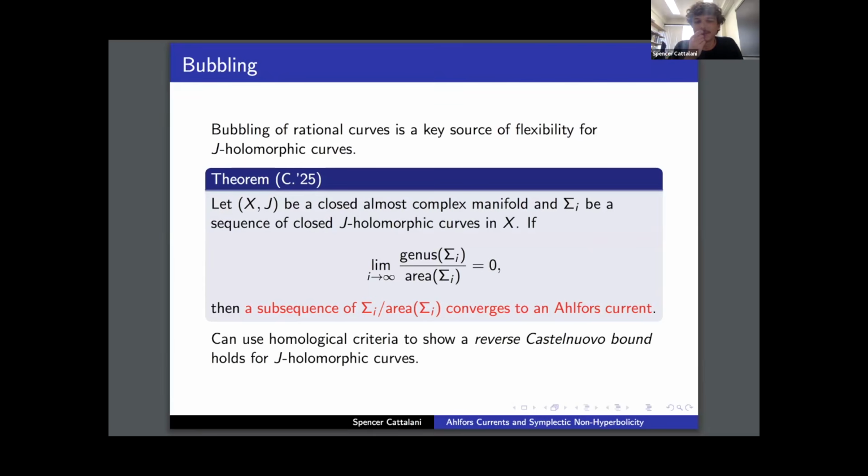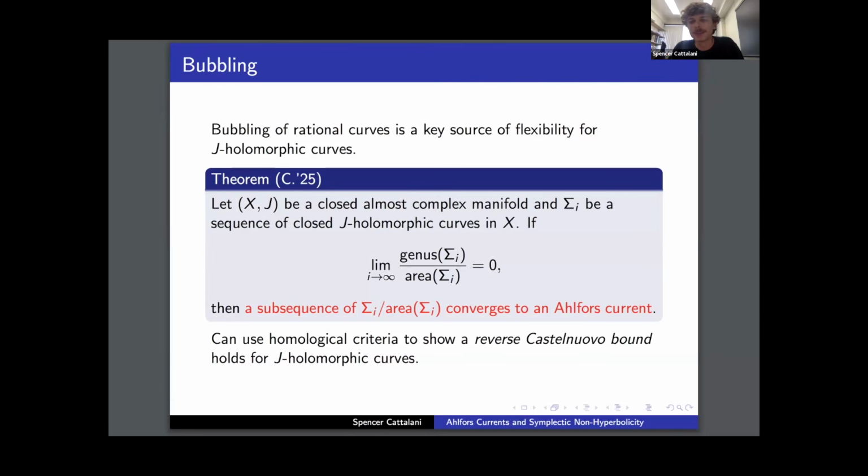In particular, you can use homological criteria to show that for some sequence of J-holomorphic curves, their genera bound their areas. So this is the reverse of the Castelnuovo bound, which people study with respect to the Gopakumar-Vafa conjecture. So you're able to get bounds even in the presence of complex lines just by adding homological assumptions. So it's like a relative form of Demailly's result.